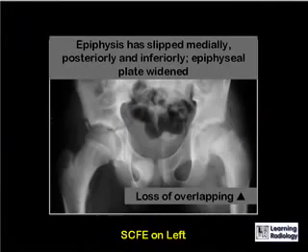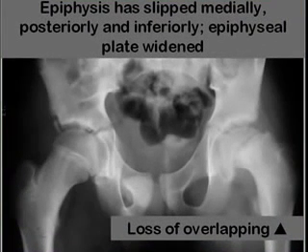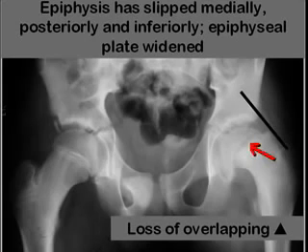This child has SCFE on the left. The epiphysis has slipped medially, posteriorly, and inferiorly. The epiphyseal plate is widened, and there is a loss of the overlapping triangle of Capener.